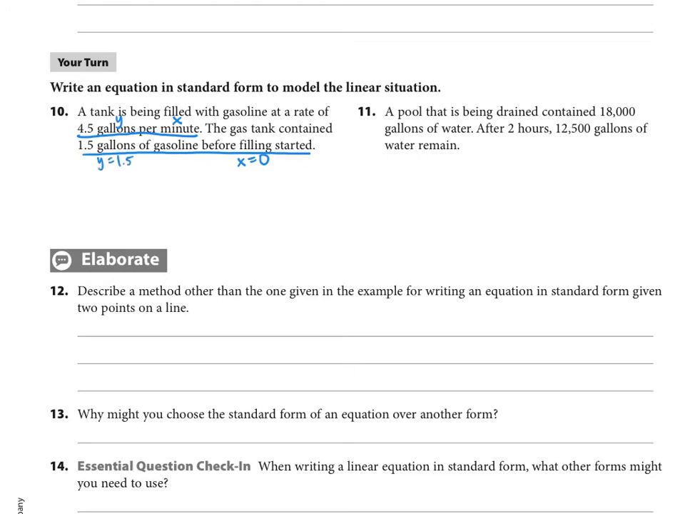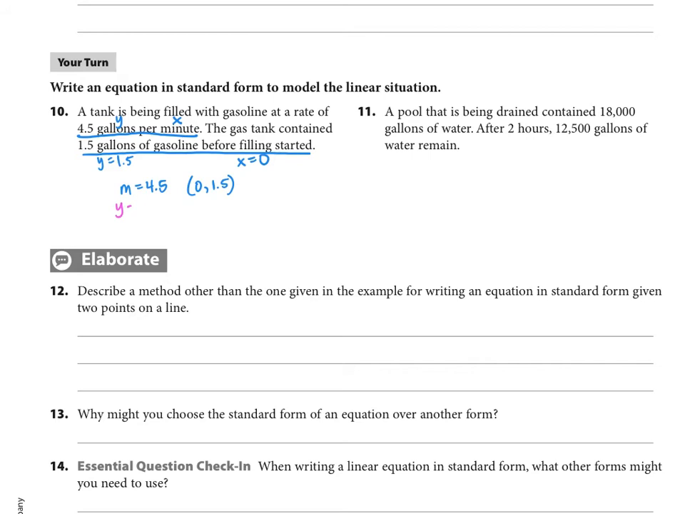Okay. So I'm going to very quickly go through this because we have our slope is 4.5. We can tell that because it's a rate. And then we have the point 0, 1.5. So I was able to get that from those two things that I underlined. And then I can go ahead and start writing my equation. And so I'm going to use point slope form again.